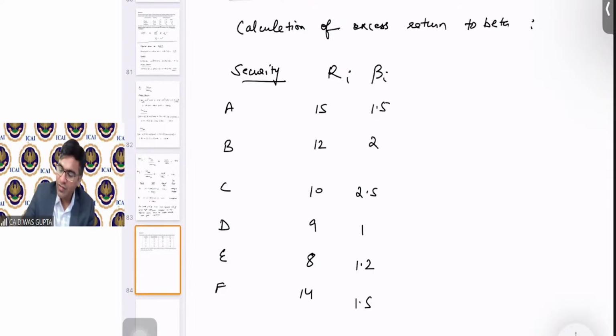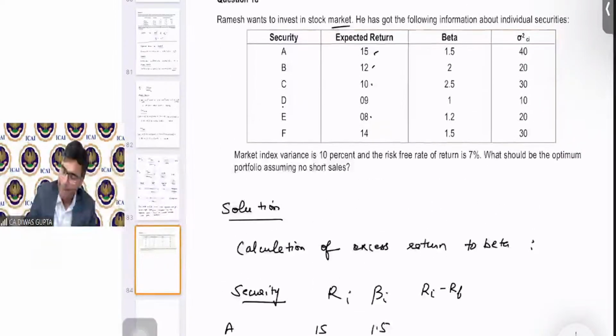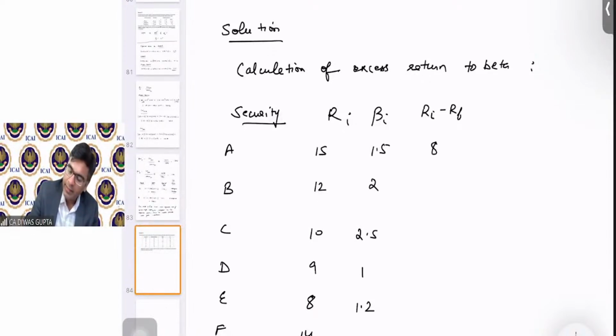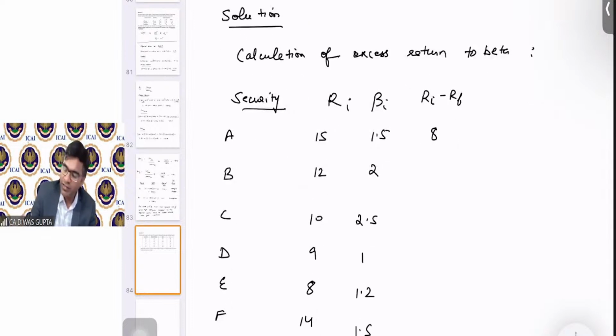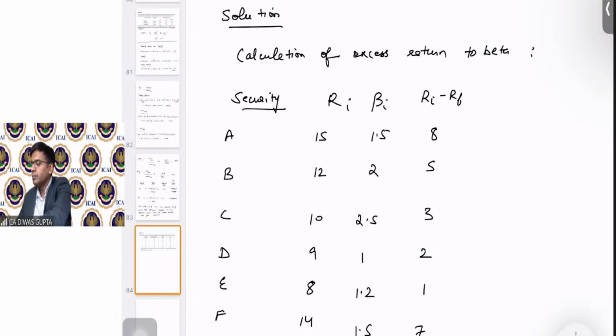Then the next one is the calculation of excess return, Ri minus Rf. So 15 minus 7, 8, right? 7 is the risk-free rate of return, which is specified in the question. So 15 minus 7, 8; 12 minus 7, 5; 10 minus 7, 3; 9 minus 7, 2; 8 minus 7, 1; and 14 minus 7, 7.